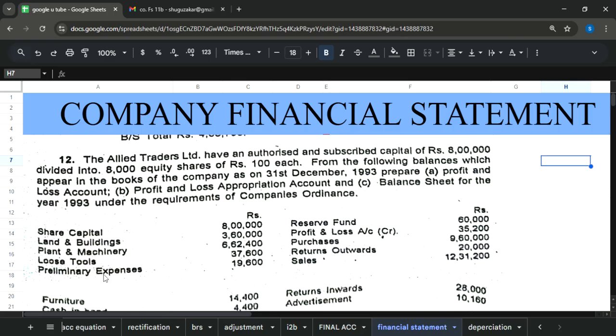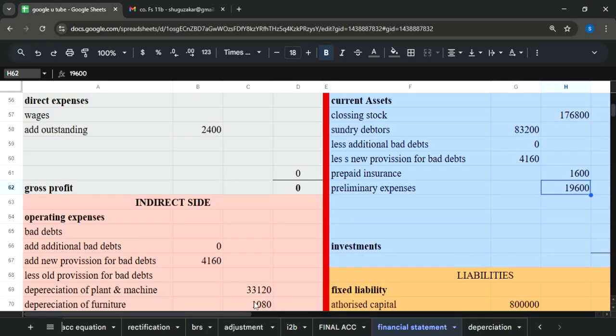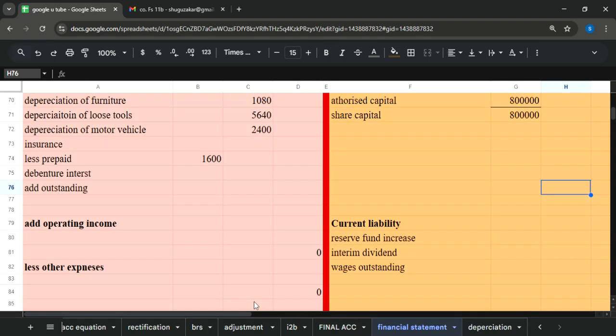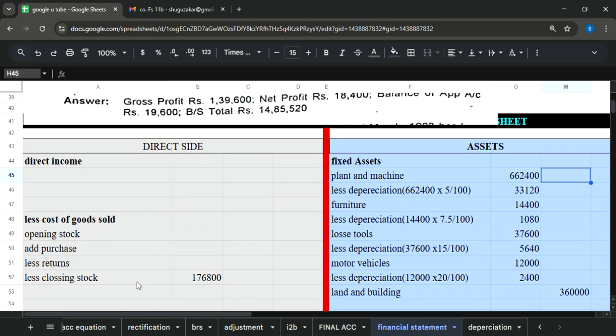Please understand, we have already discussed several times, these expenses were paid even before the start of your business. It means they are being considered as prepaid expenses. After that, furniture 14,400. So guys, furniture is already recorded, 14,400.